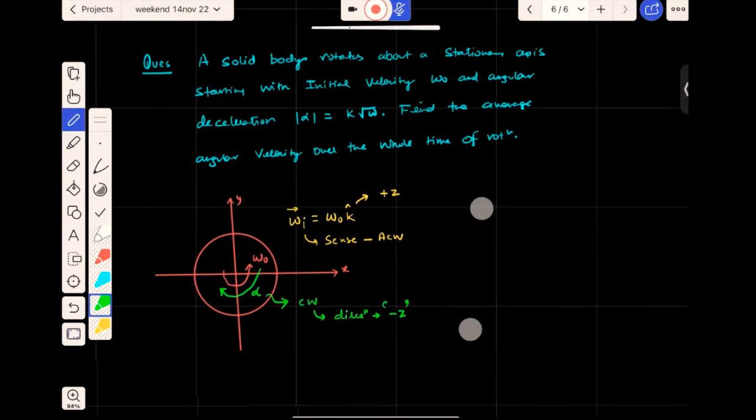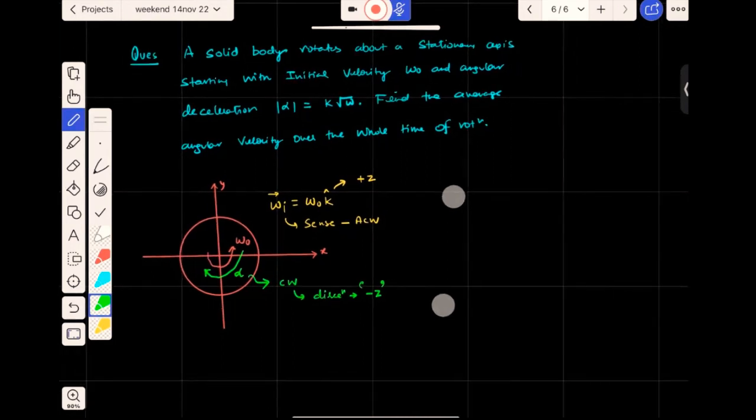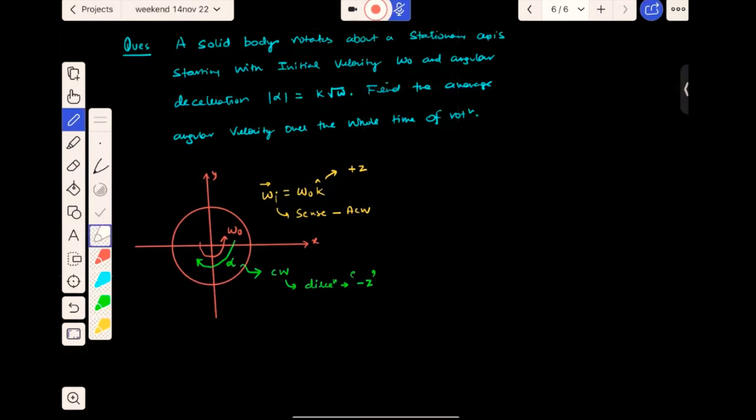So whichever way our omega is now, if I consider that way to be positive, then alpha will be taken negative. That's why I'll write down alpha to be equal to minus k root omega. And alpha we know it is also equal to d omega by dt. That is minus k root omega. So what we do next, that is maths only. We separate the variables and then we integrate it. So d omega by root omega equals minus k dt.